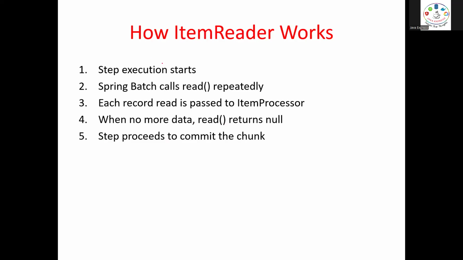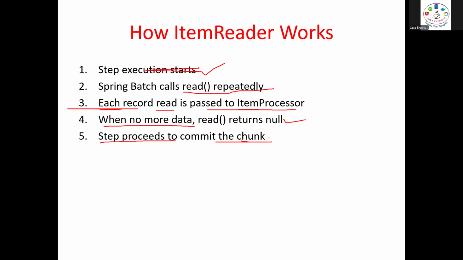Whenever you start a job, it will start the step, right? Now step execution is started. Inside a step, I have three components. The first component is called item reader. Spring Batch will call the read method repeatedly on the item reader. Each record it reads, it forwards the data to the item processor. When there are no more records, read returns a null value, then the step proceeds to commit the chunk.